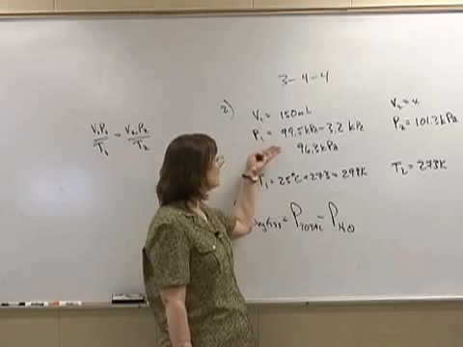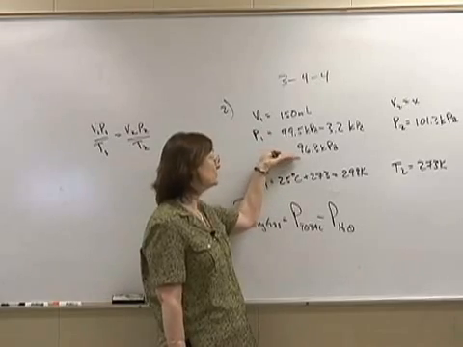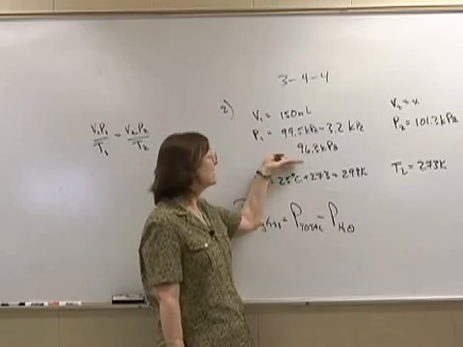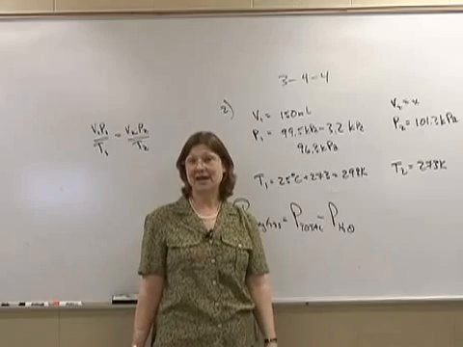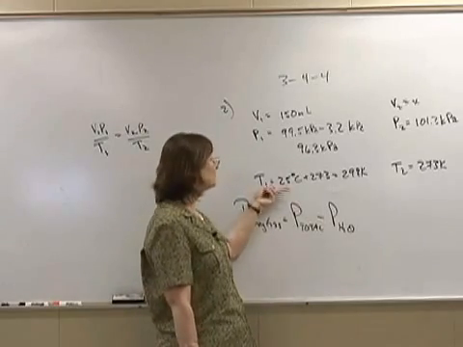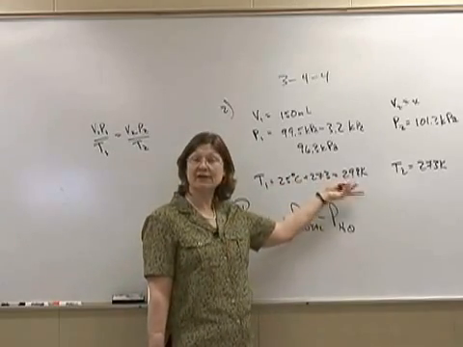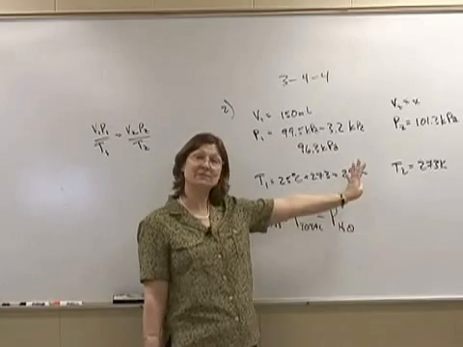And therefore, I get my pressure, my P1, which is the pressure of the dry gas, is 96.3 kPa. And then I have 25 degrees Celsius that I changed to Kelvin, and I'm changing these to standard temperature and pressure.